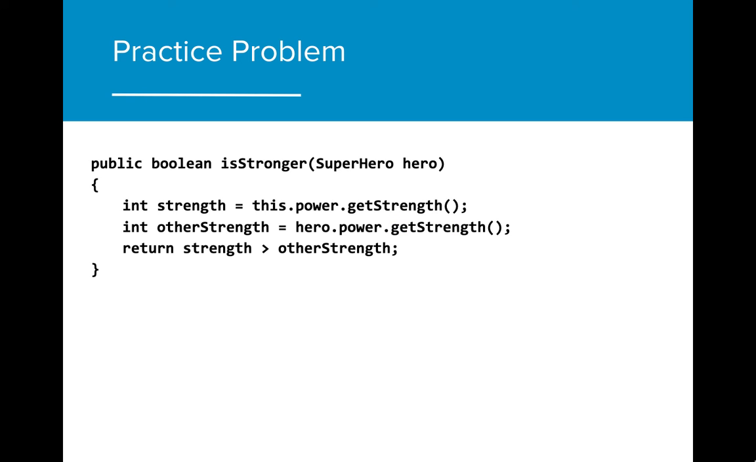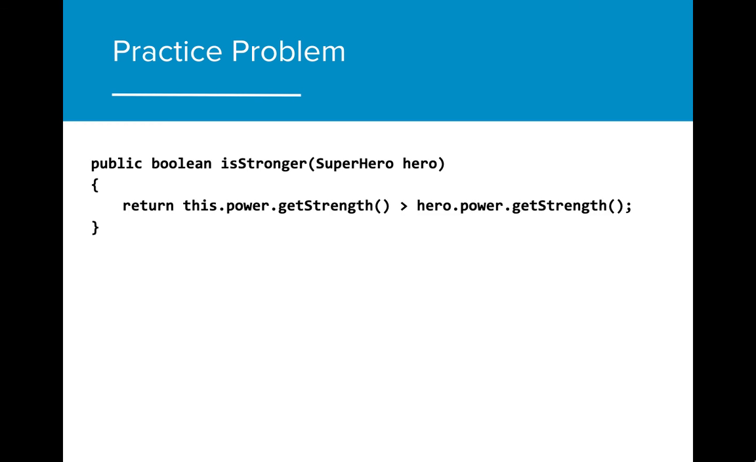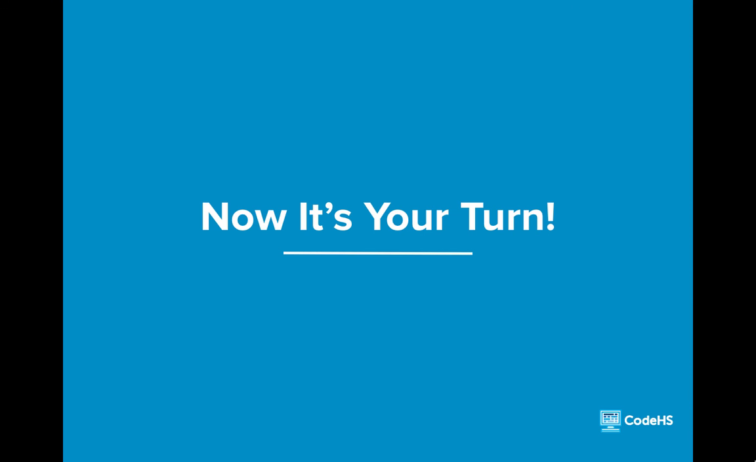Finally, we can return a Boolean comparing the strength of the existing superhero to the superhero listed in the formal parameter. We can shorten this program to one line by comparing the calls to strength directly, as opposed to storing the strength values in individual variables. Now that you've learned about the this keyword, let's get some practice using it in the CodeHS editor.